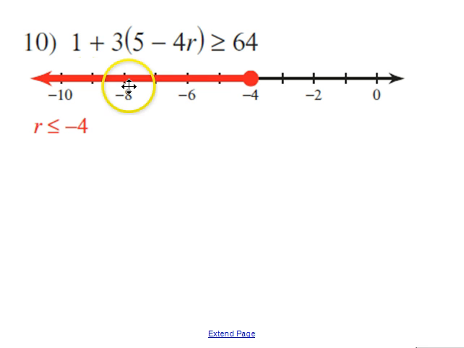And they graphed it the way you should have, with a closed circle at -4 and all of the stuff, in other words, the arrow, going to the left or smaller side from that circle.